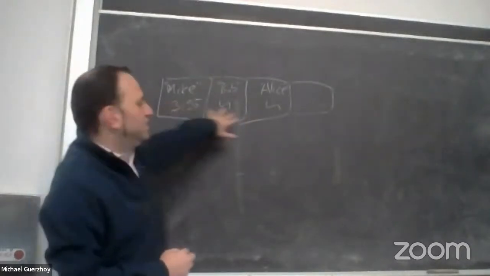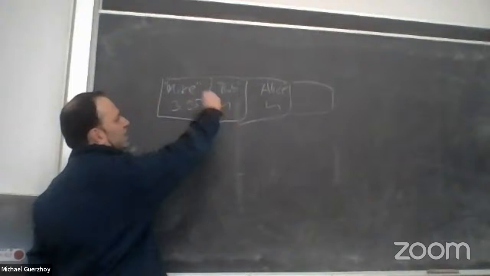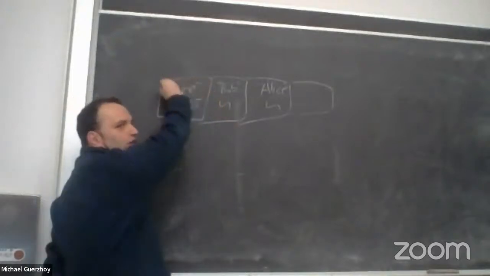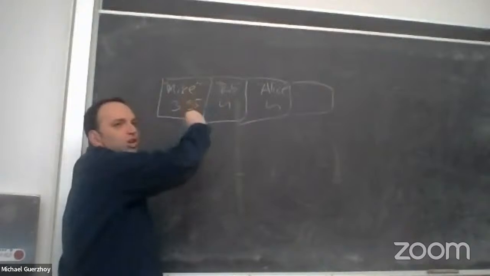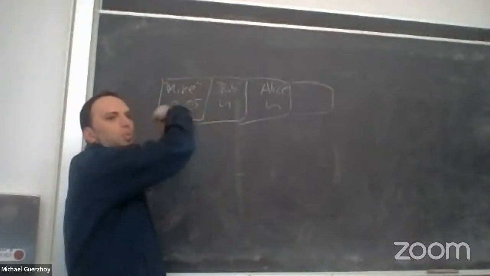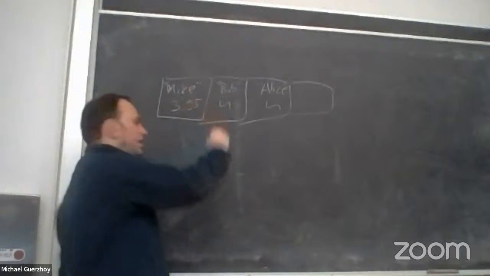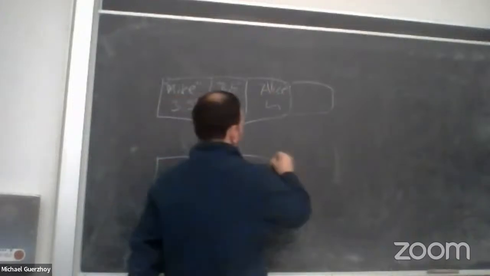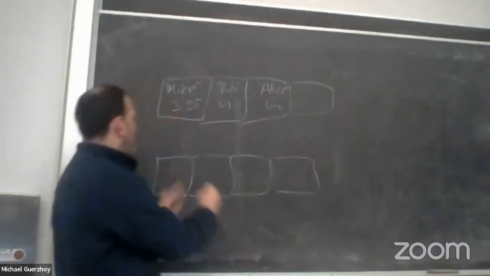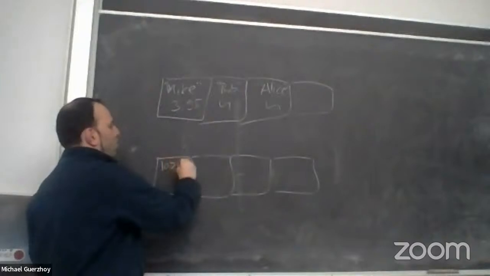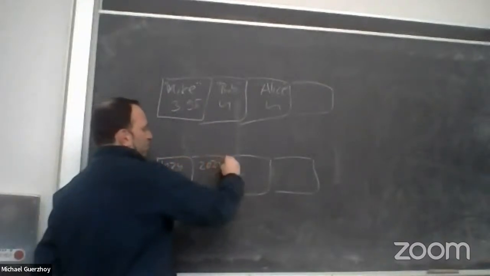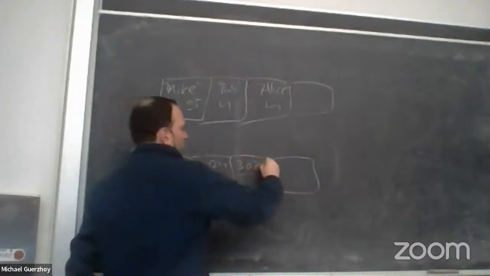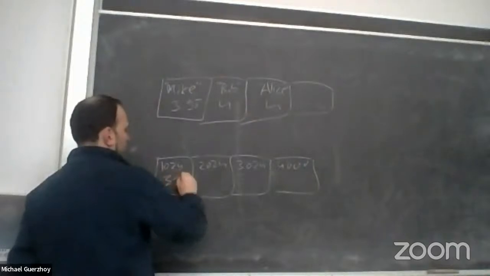Okay, so that's one option. Another option is to say, I'm not going to store the strings themselves. What I'm going to store is the addresses where the strings are stored. So I still have basically the same kind of blocks, but what this block is going to store is maybe 1024, and this is 2024, 3024, 4000, and those are still numbered.